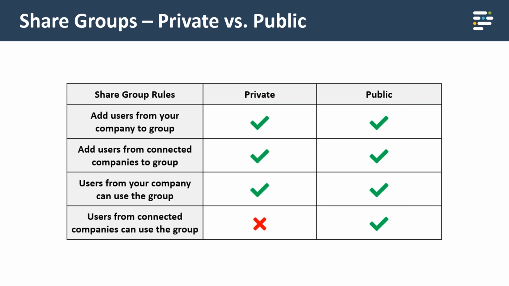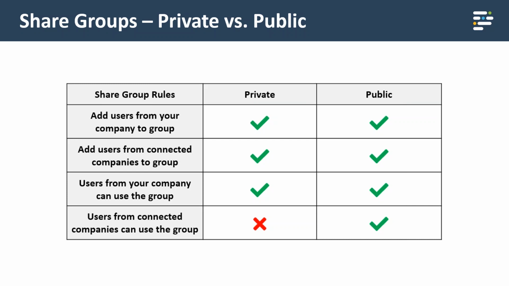Starting off on share groups, we have the two different types of share groups now. For those on the call that are existing users of ProjectTeam, every share group that you've ever created in the past has now been marked private. Okay, so every share group that you all have is private unless you've gone through and clicked a button for public. So all of those share groups are private right now.